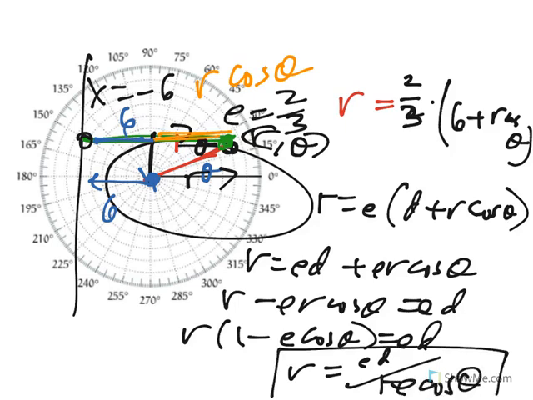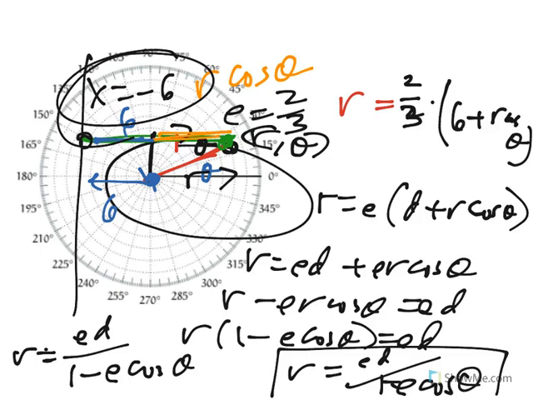And that's our third case. So, I'll write it again, ed over 1 minus e cosine theta. So, if it's x equals -6, there's going to be a cosine here instead of a sine, and if it's -6, it's going to be minus there.